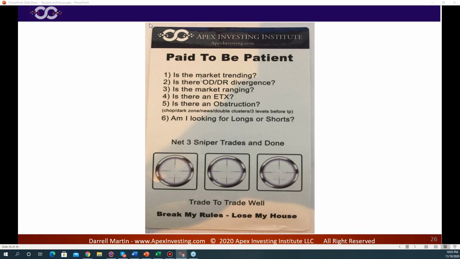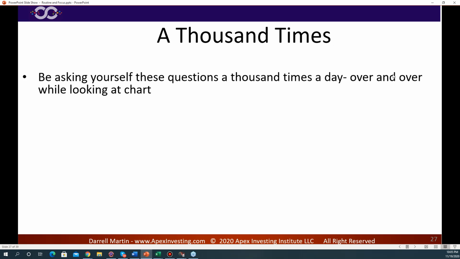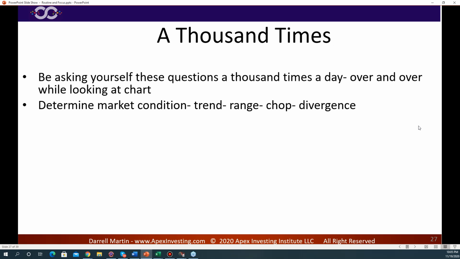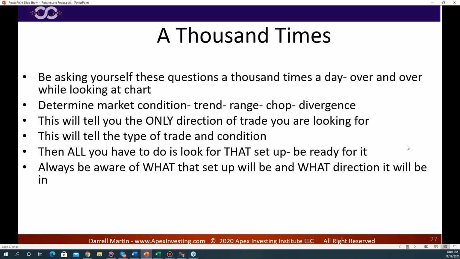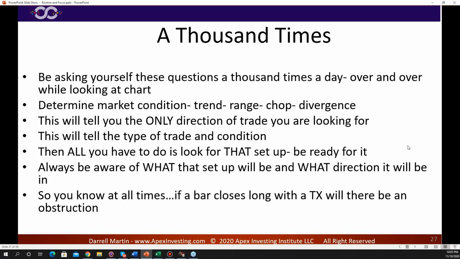So you see how these questions right here, write these down. Add some more to it if you want, but just have that list that you constantly are just going over in your mind that whole time that you're at your second job, which is executing the trade plan. And that helps you stay focused. And just ask yourself that 1,000 times. Determine what that market condition is. It will tell you the only direction of trade you're looking for. It will tell you what's going on with the market and what you need to be aware of and not aware of, and you don't find yourself as stressed and freaking out.